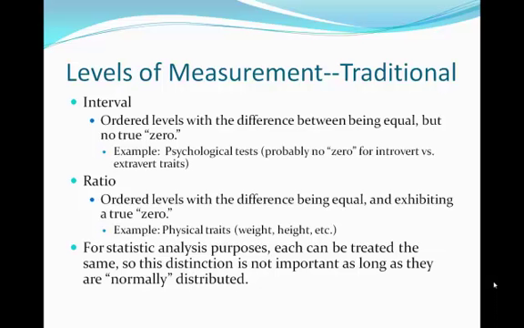Ratio, however, is ordered levels with the difference being equal and exhibiting a true zero. An example of this would be physical traits. You could conceivably have a trait where the weight for an object is 0. Height starts at 0, those types of things. The good news is that for statistical analysis purposes, they can each be treated the same, so this distinction between ratio and interval is not important as long as they are normally distributed.